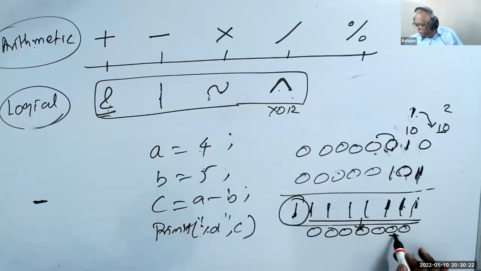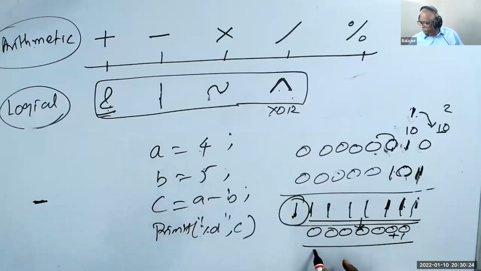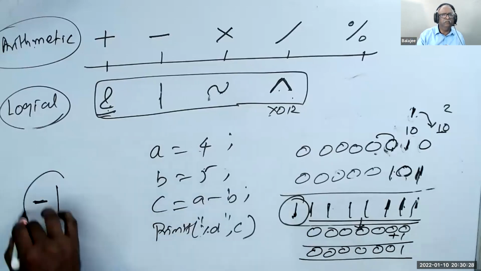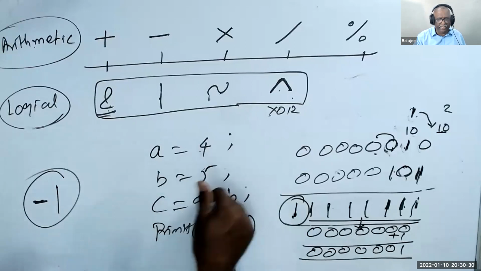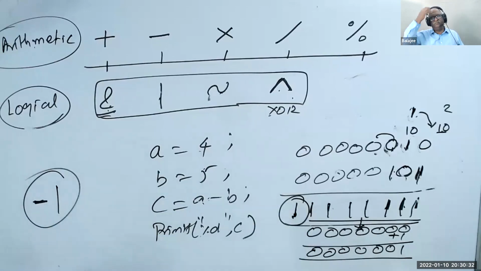Then I add 1 to it. It becomes 2's complement. So I get the answer of 1 minus 1. So you get 4 minus 5 is minus 1. This is the way it subtracts. If you have any doubt, you can ask me now.